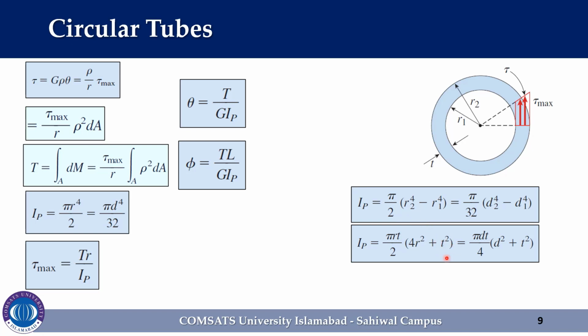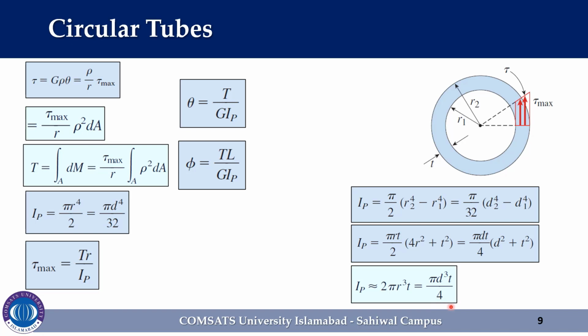If the tube is relatively thin, so that the wall thickness t is small compared to the average radius R, we may disregard the t squared term from the above equation. With this simplification, we obtain the following approximate formulas for the polar moment of inertia: Ip approximately equal to 2 pi R cubed t, and also expressed as pi D cubed t over 4.